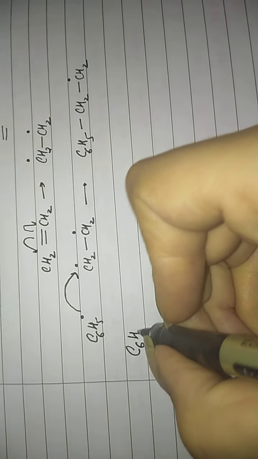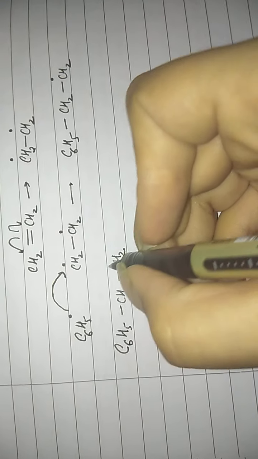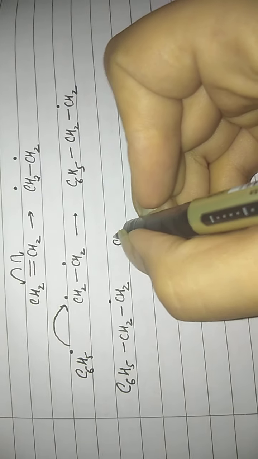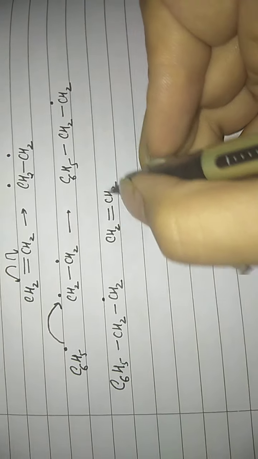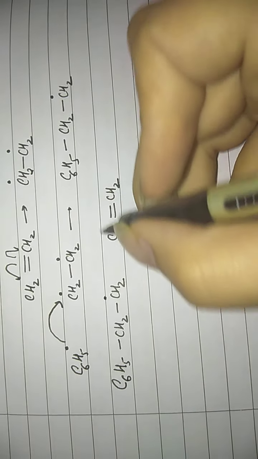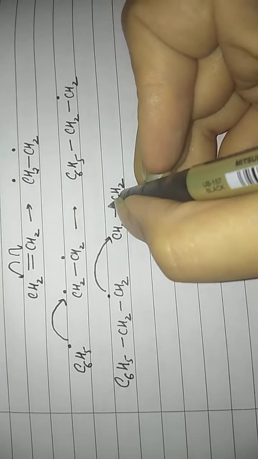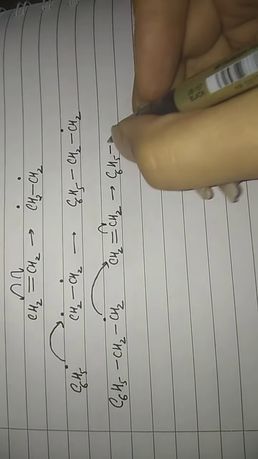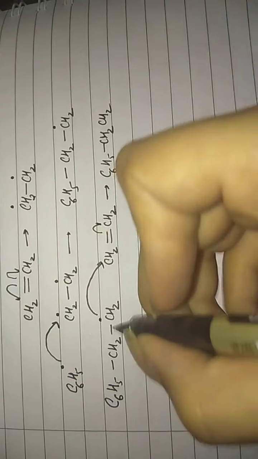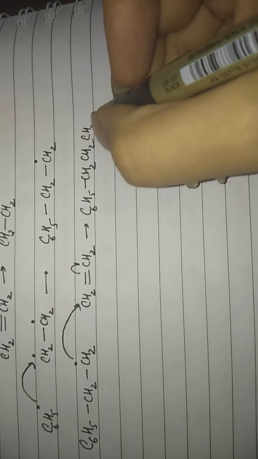Now this C6H5 CH2 CH2 radical attacks on another ethene molecule. Again this ethene molecule is going to undergo cleavage, and there will be 2 free electrons present on both the carbon atoms. So I am directly writing: this will attack here and 1 electron comes here. So what do you get? C6H5 CH2 CH2 CH2 CH2, and then CH2 and a free radical here.